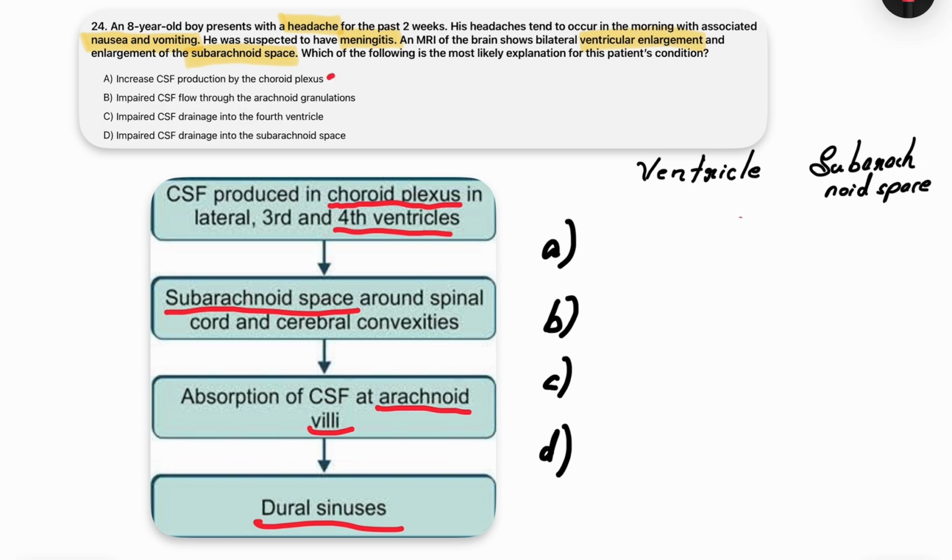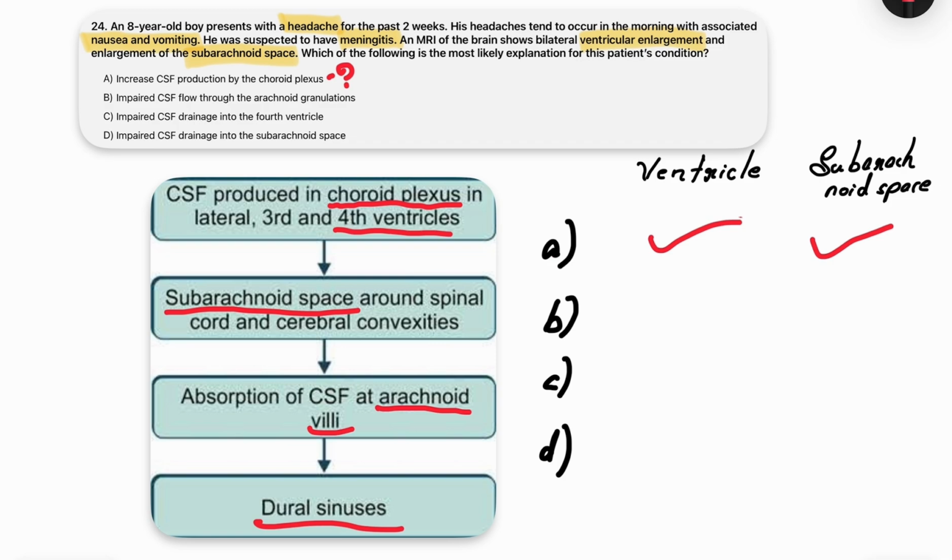the choroid plexus. So, guys, let's think. If there is increased production, what will happen? There will obviously be enlargement of the ventricle and the subarachnoid space. So let's come to the option later. We will put a question mark.